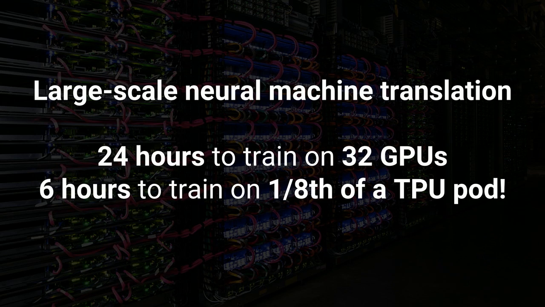We're already seeing interesting results on some of the important internal workloads that matter to us. For example, on one of our new large-scale neural machine translation models, it used to take us 24 hours to train this model on 32 of the best commercially available GPUs. Now, in just 6 hours, we can train to the same accuracy on 1/8 of a TPU pod.